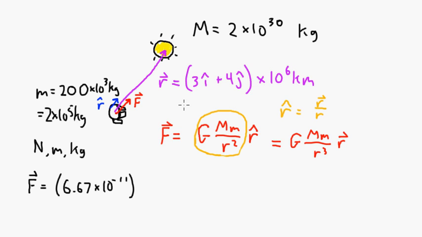So this is the mass of the Sun, which is 2 times 10 to the 30 kilograms. And then the mass of the Millennium Falcon, which is 2 times 10 to the 5 kilograms. All of that over r cubed.